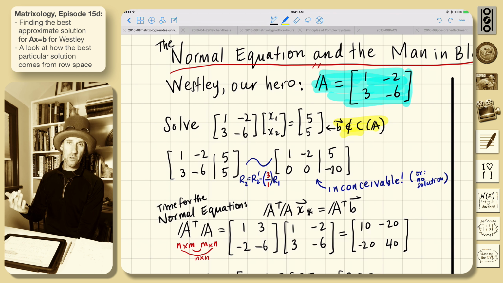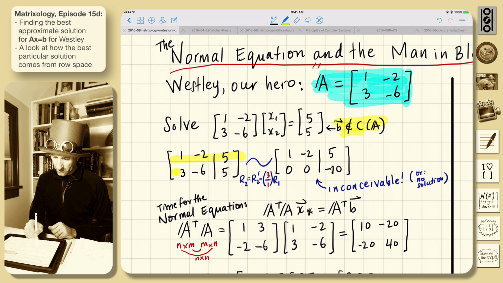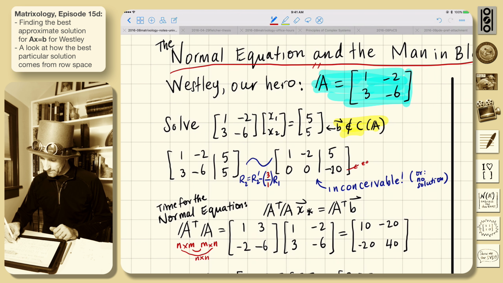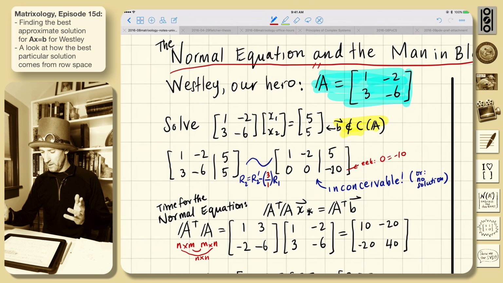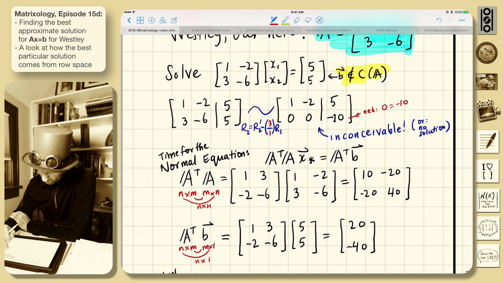So we go through the general solution problem, right? You're asked to solve it. You line it up. This is the augmented matrix, right? We do one step of row reduction, and we've got 0 equals minus 10. No solution, right? It's inconceivable. And we understand what that word means.